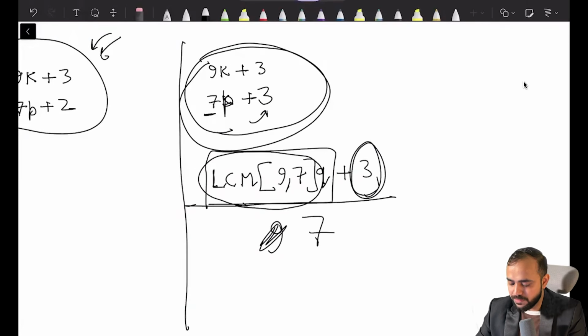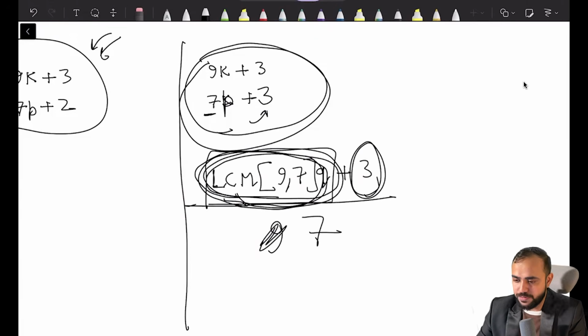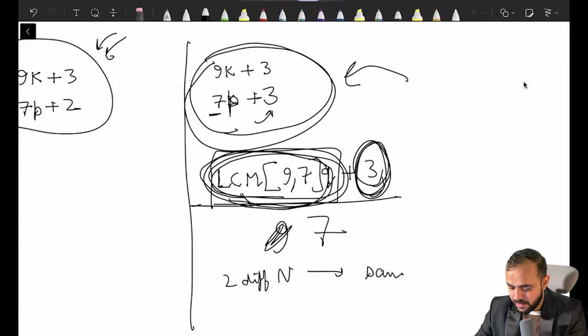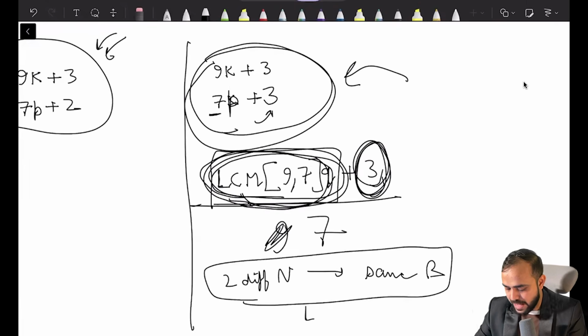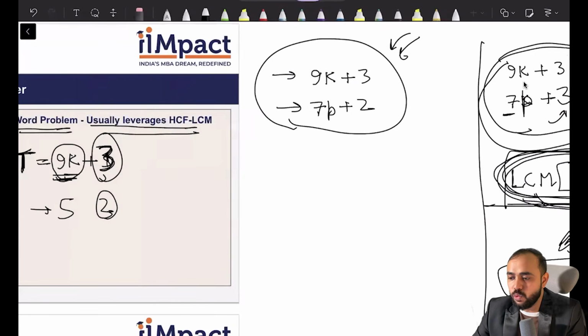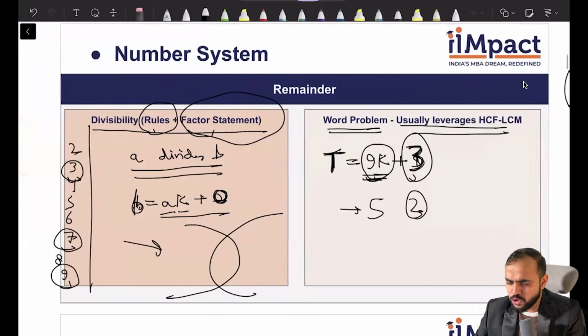If I do this division with 7, LCM of 9 and 7 will be divisible by 7, so this entire term will give you a remainder of 0 and you will still be left with a remainder of 3. So this particular situation, when getting divided by two different numbers leaving the same remainder, uses LCM to get a solution. The other situation we will see is a bit more difficult and lengthier, but there is no other workaround for that. So let's move ahead.